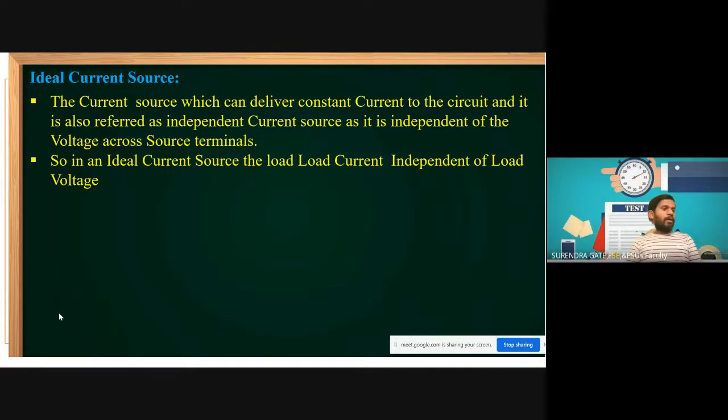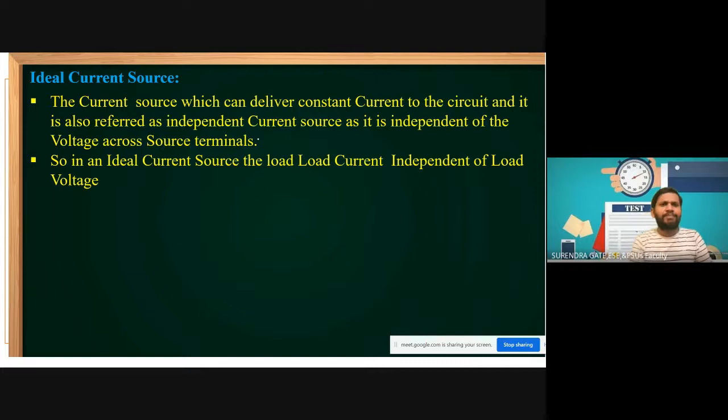Next, one more source is the ideal current source. Practically, are you seeing any current sources in the laboratory? No. We have only voltage sources. We don't have any current sources. But a voltage source in series with a large inductor acts as a current source.